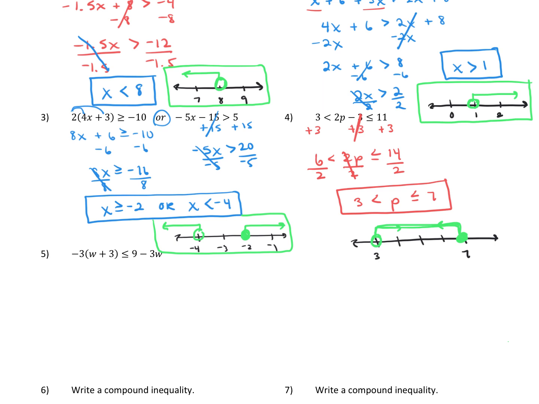With this and inequality, any number that is less than 7 and greater than 3 at the same time would be a solution. And those are going to be all the numbers between the 3 and the 7. So a solution for p is representing all the numbers that are less than or equal to 7 and also greater than 3 at the same time. That's how we want to think through a compound inequality.